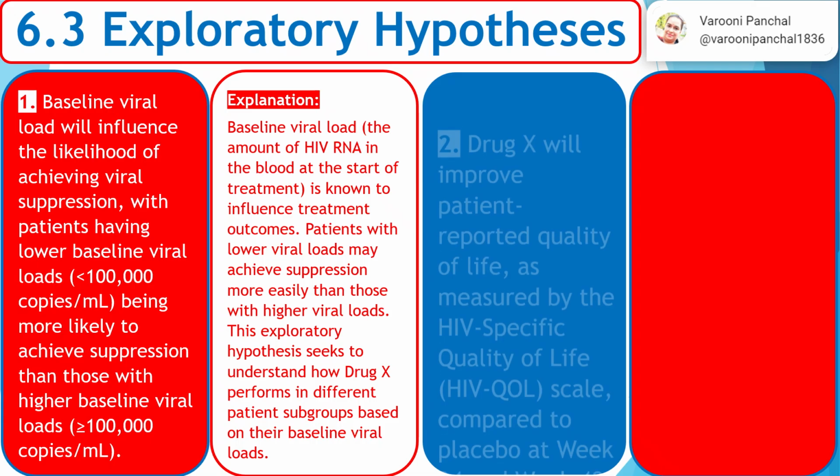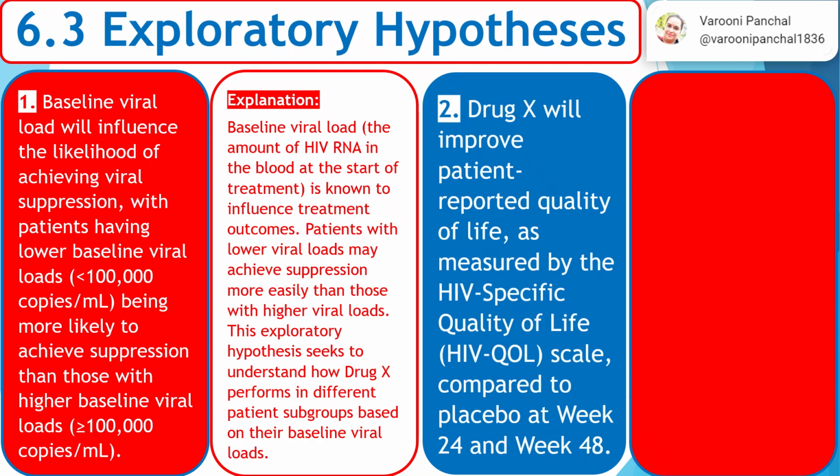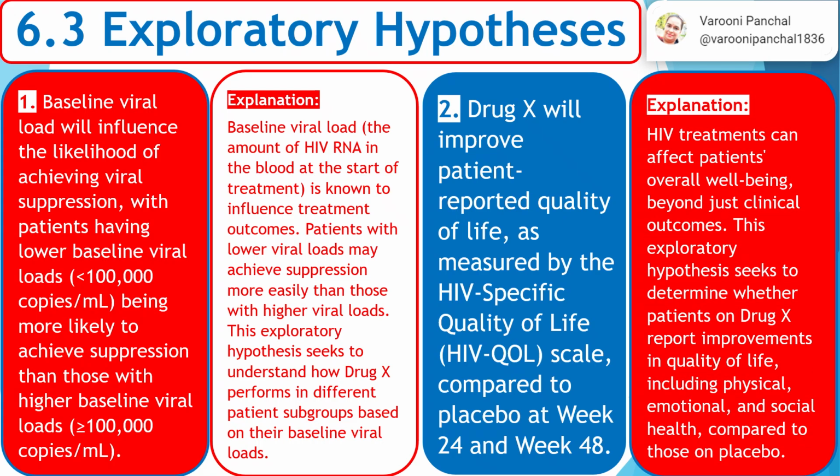Number 2. Drug X will improve patient-reported quality of life, as measured by the HIV-specific quality of life, HIV-QOL, scale, compared to placebo at week 24 and week 48. Explanation. HIV treatments can affect patients' overall well-being, beyond just clinical outcomes. This exploratory hypothesis seeks to determine whether patients on Drug X report improvements in quality of life, including physical, emotional, and social health, compared to those on placebo.